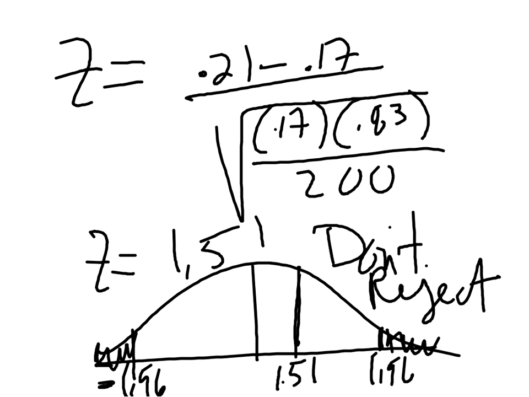Now, the way the book worded it was there is not enough evidence to reject the claim that 17% of young people ages 2 to 19 are obese. Okay, in this particular case, the claim went with the null hypothesis.